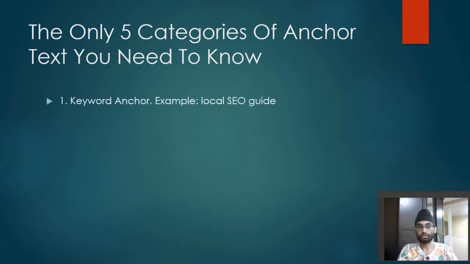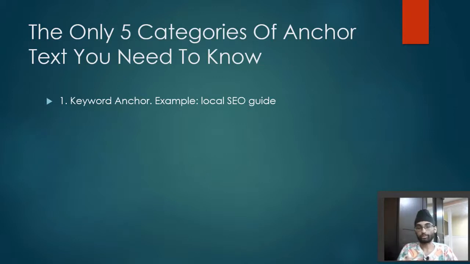So first, the most important type of anchor text is keyword anchor, right? Keyword anchors basically represent all types of anchor text which contain a certain part of your keyword. So for example, let's say you wrote content about a local SEO guide, then you build a link to that content using the anchor text local SEO guide.